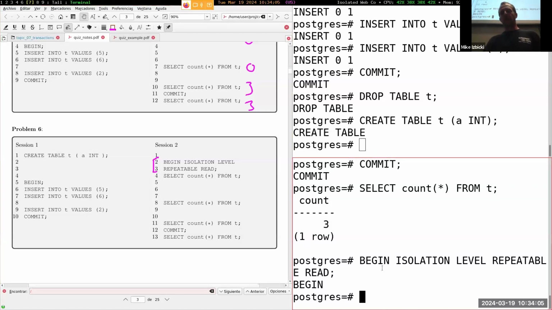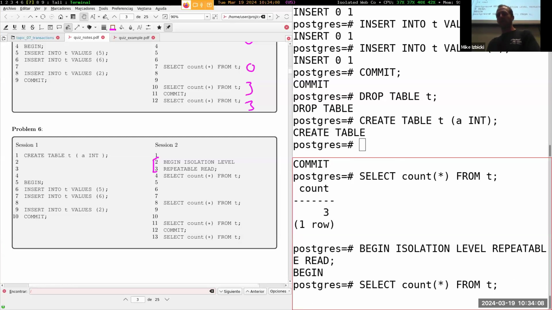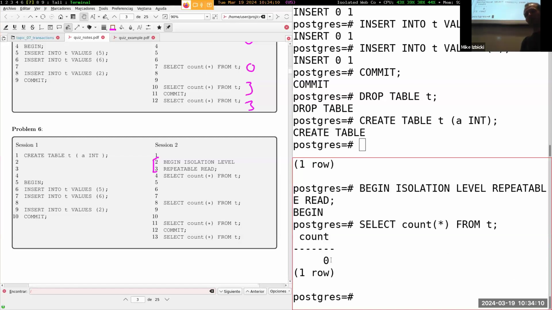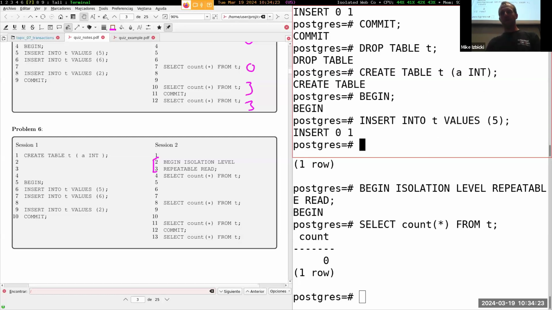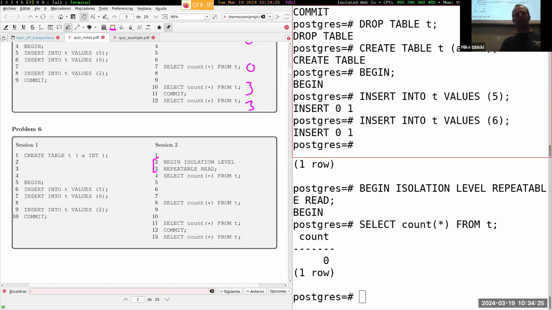So over here, begin, isolation, level, repeatable, read, hit semicolon, and that is lines both 2 and 3 happening at the same time. Now down over here, I'll press up arrow, get my select count star from T and hit enter. Now we have a 0 down here as our result. In the top right corner, I'm currently on line 5 right now, timestamp 5. I'll type my begin, create my transaction, hit enter, insert into T values 5, up arrow, insert into T values 6. I've run lines 6 and 7 right now. We're now on line 8 over here.